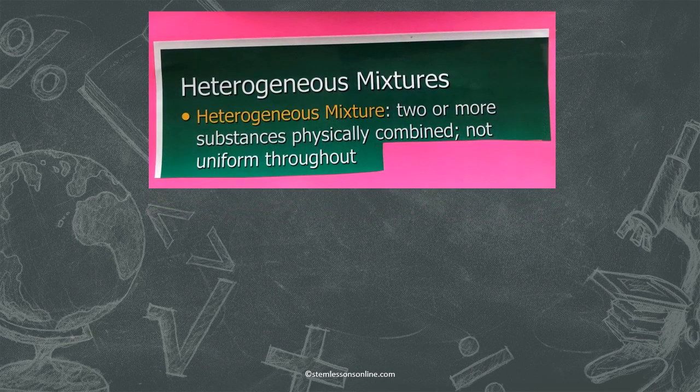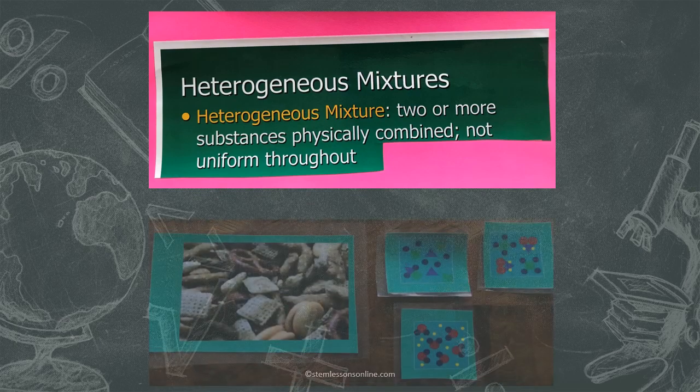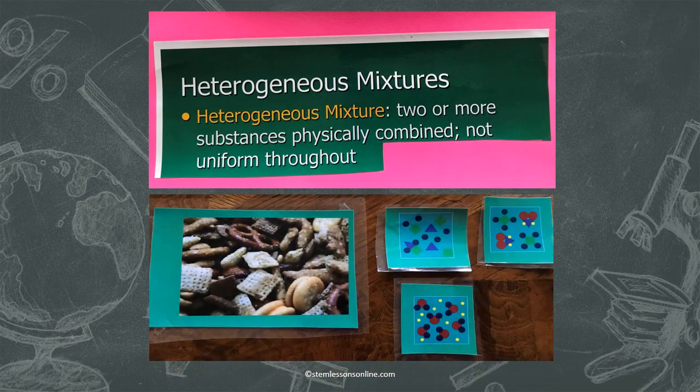If the mixture is not uniform throughout, it is called a heterogeneous mixture. A heterogeneous mixture is made of two or more substances physically combined. For example, breakfast cereal in the picture is a heterogeneous mixture. The particle diagram is as shown here with different colors and combinations. You can see that the triangle represents one type of element, the circle another element, green another element. So these are all separate, but this is a combination of everything.